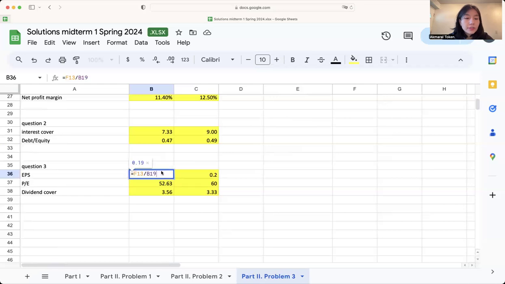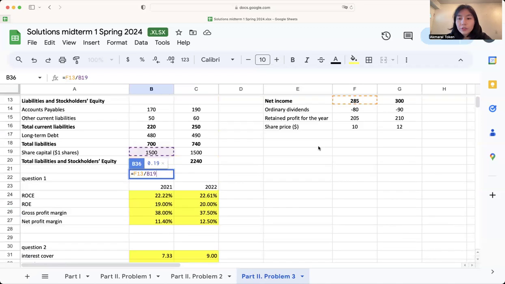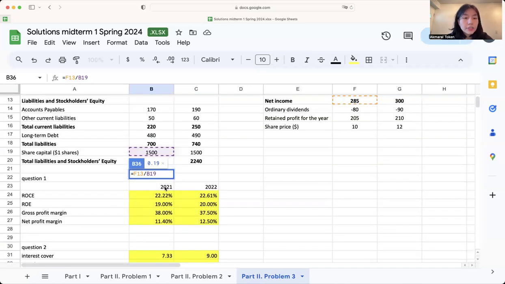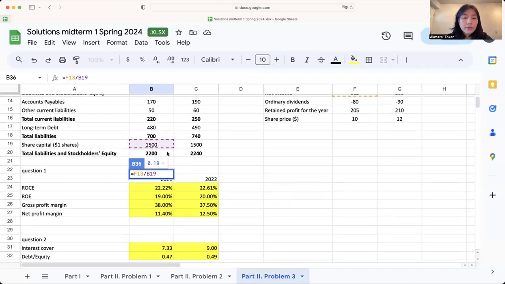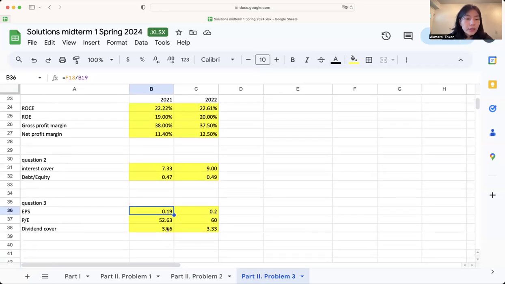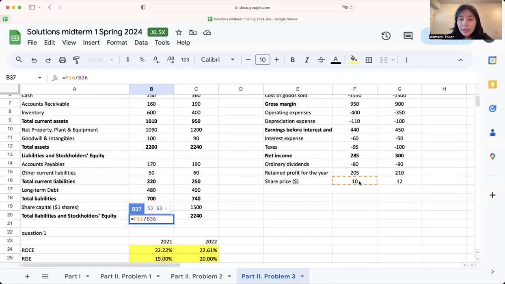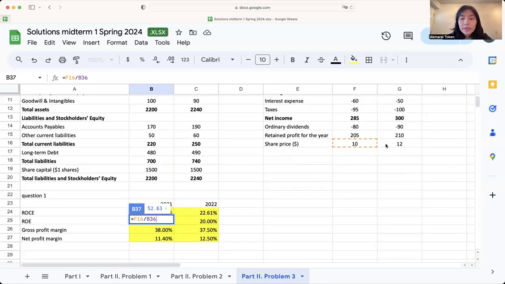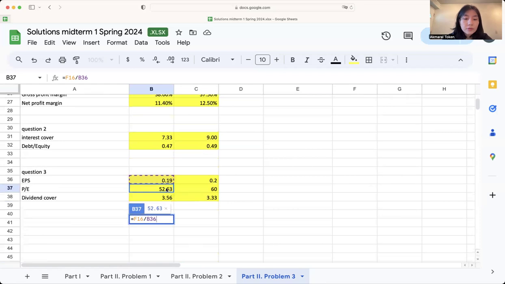Next are the investor ratios, starting with earnings per share. Earnings per share is given as earnings or net income, so net income of 285 divided by the number of shares, in this case 1,500. So the result is $0.19 per share. Next one is price per earnings. Price is given in the task as $10, and then you divide it by earnings per share as you've calculated in the first step, 0.19. In this case, 10 divided by 0.19 gives us 52.63.